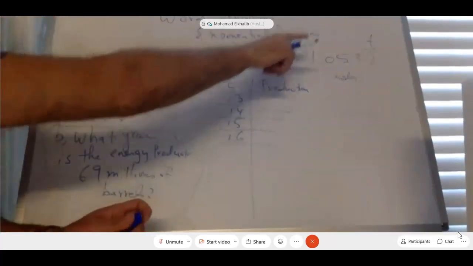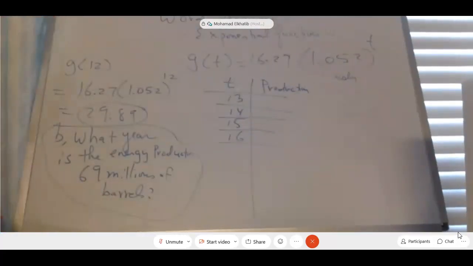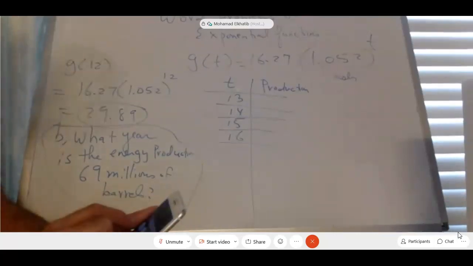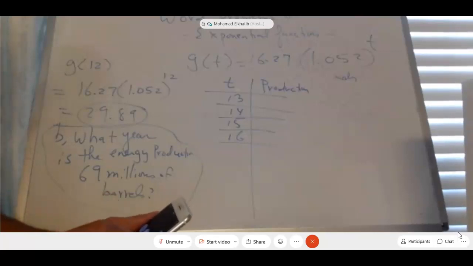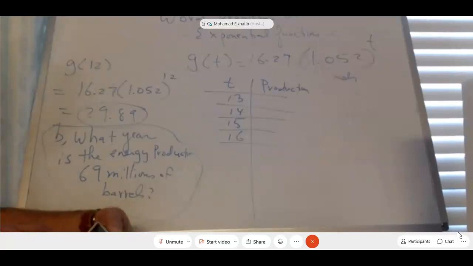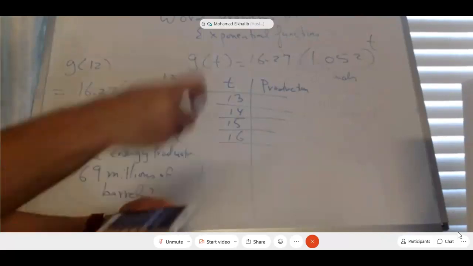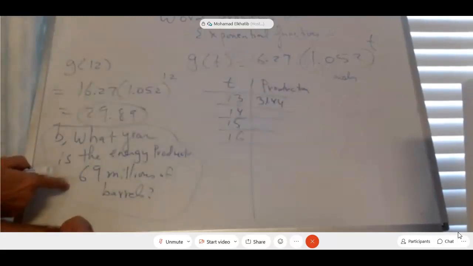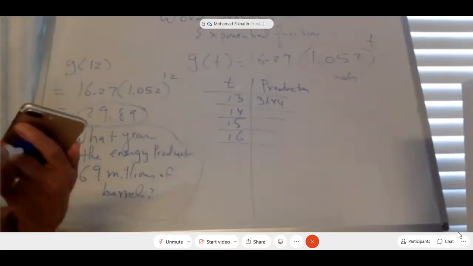So let me replace T with 13. So I go to the calculator here, guys. This is important. Okay? So I'm going to replace T with 13. So I'll do 1.052 raised to the power 13 equals times 16.27. I got 31.44. It's not the 69 that I need. So I need to go higher. So I got to keep going.